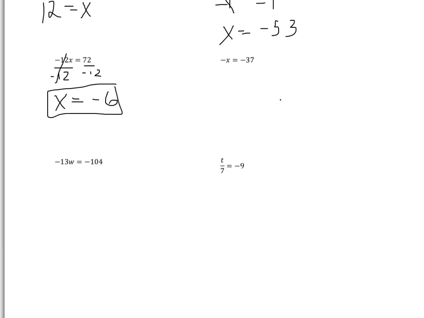So we can check our answer. Negative 12 times negative 6 equals 72. Well, a negative times a negative is definitely a positive, so that's good. And if you plug that in your calculator or multiply that out by hand, you'll notice that you do in fact get 72.